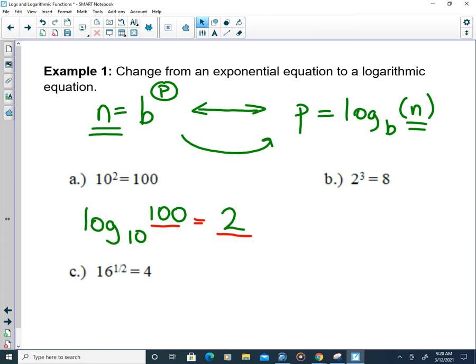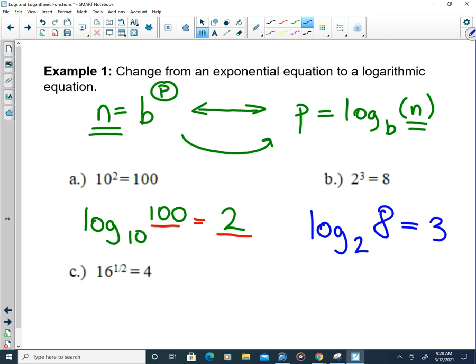So for B, you should have got log base 2 of 8 is equal to 3. Again, the base of your exponential equation is the base of your logarithm equation.